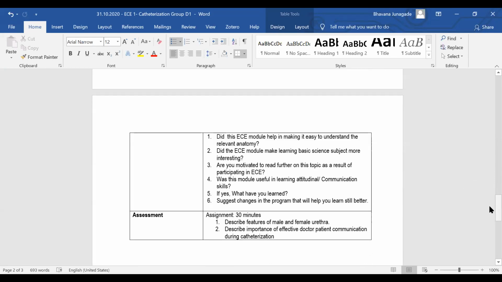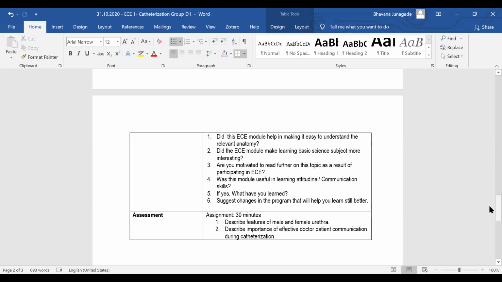Again, these questions are from the MCI document, but we have modified them a little bit. Did this ECE module help in making it easy to understand the relevant anatomy? Did the ECE module make learning basic science subjects more interesting? Are you motivated to read further on this topic as a result of participating in ECE?